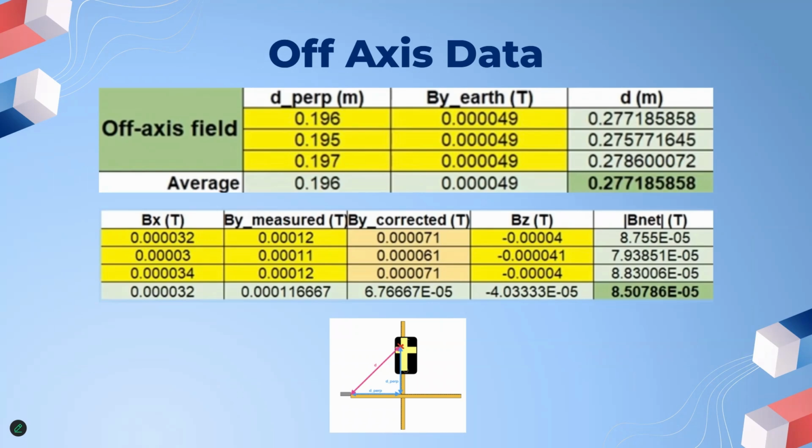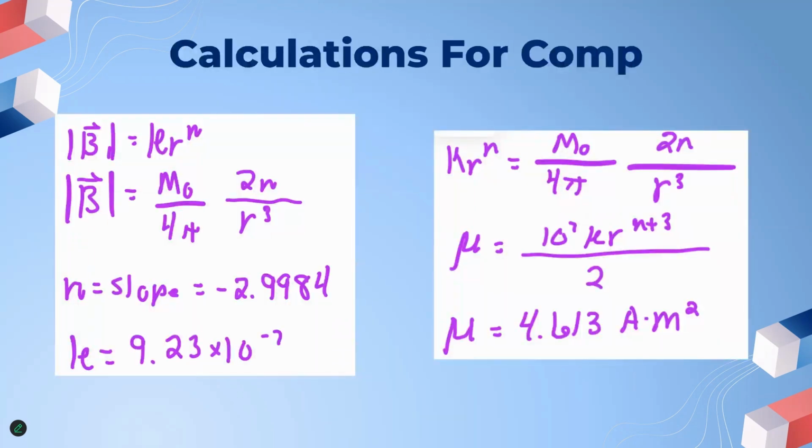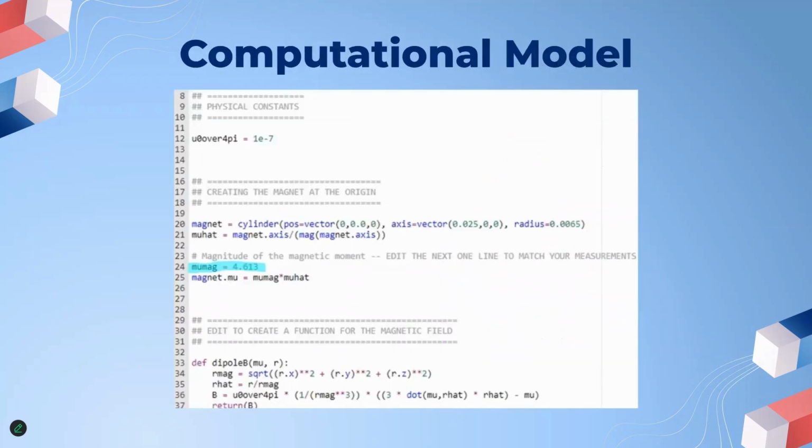And then for the off-axis data, I was able to determine the off-axis field when it was 0.196 off. To do an off-axis measurement, this image shows where I took another meter stick and put them perpendicular to each other, and then basically just raised it on the y-axis. With all of this, I'm now able to do my computational model.